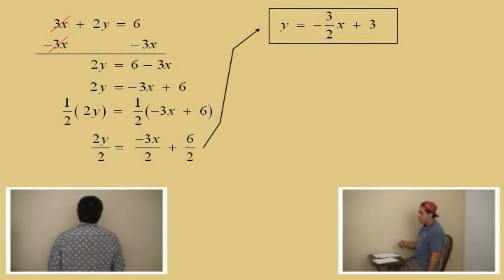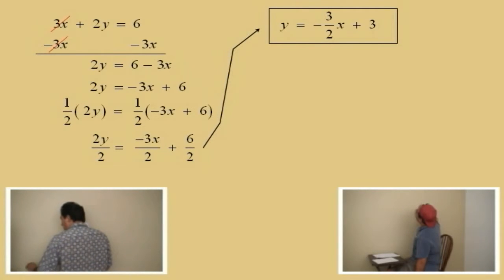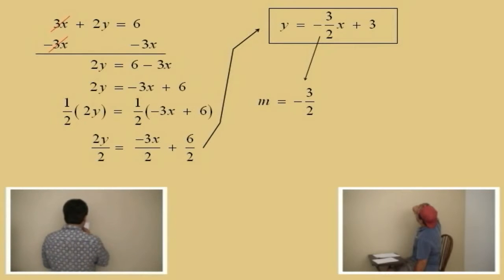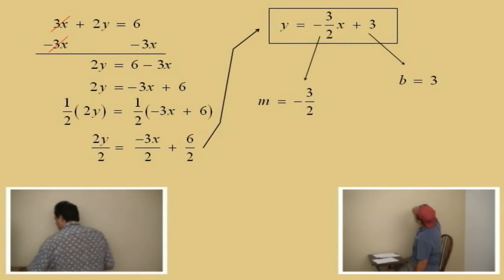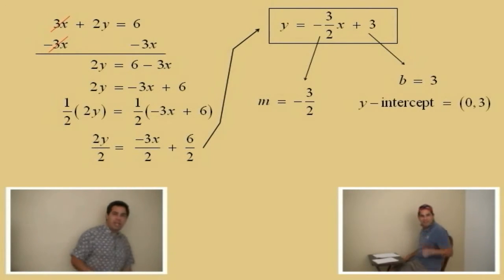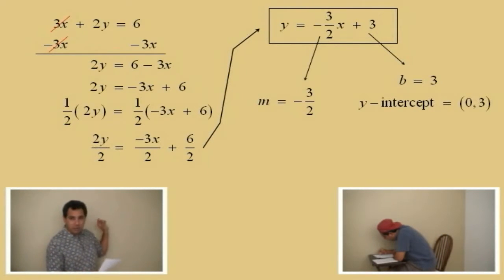That's right. So we like this form because, remember, this is y equals mx plus b form. So, Charlie, what's that slope? Negative 3/2. Now, what's the b value up there? 3. The b value is 3. So that means the coordinates of the y-intercept is equal to what, Charlie? 0,3. Remember, any point that lies on the y-axis has the x-coordinate 0.